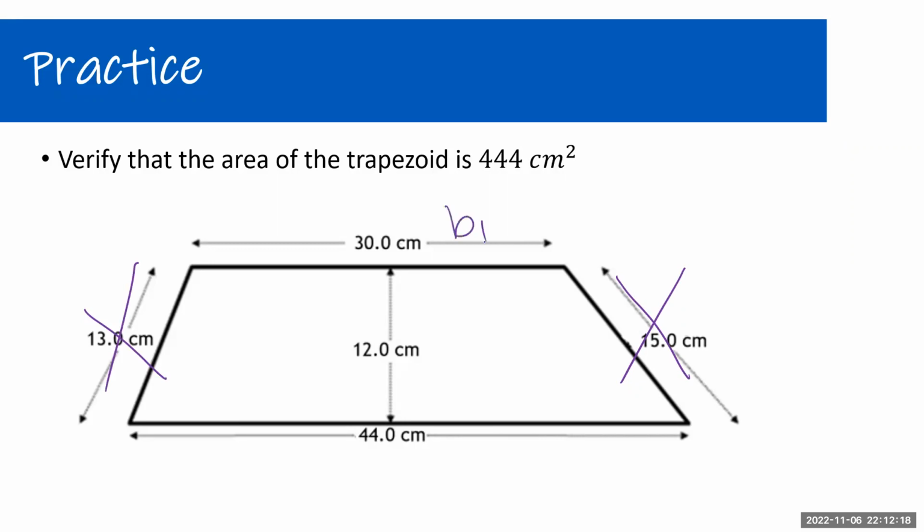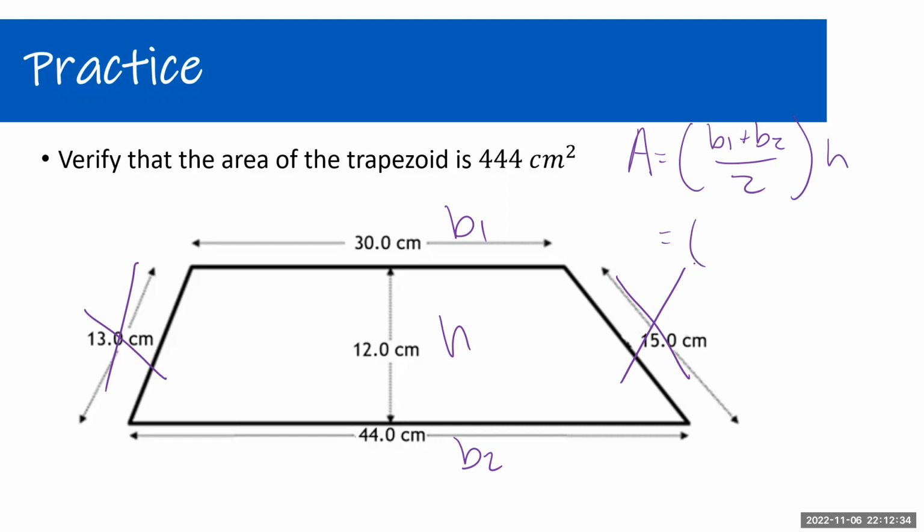This one's going to be one base. This one's going to be another base. It doesn't matter which one's 1 and 2. You could name them opposite. And this one's going to be your height. Remember that your area is going to be base 1 plus base 2 over 2 times your height.